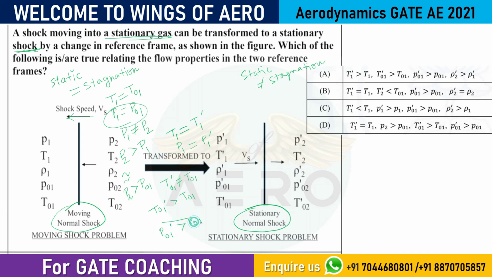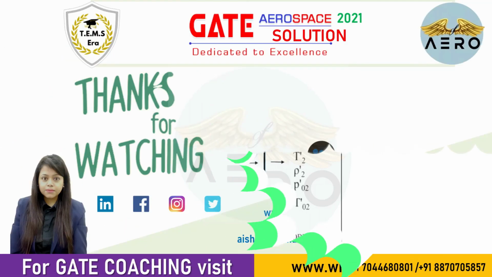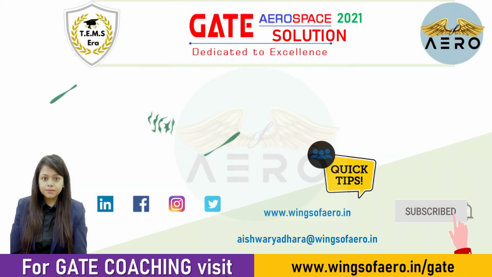Now looking into the several options, the values which are given, the relations between those terms. From there we can pick that obviously we can cancel off options A and C. Now looking into options B and D, from here we can clearly state that option D is the right option. So I hope this explanation was clear to you.